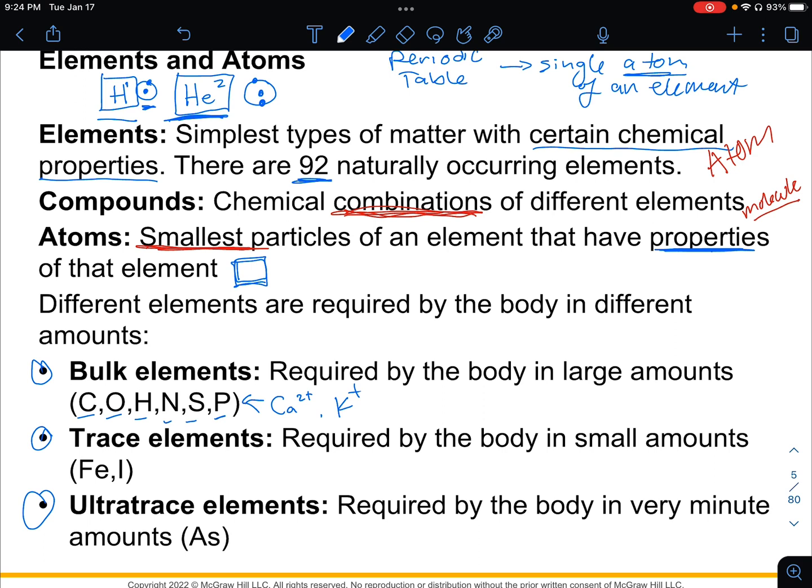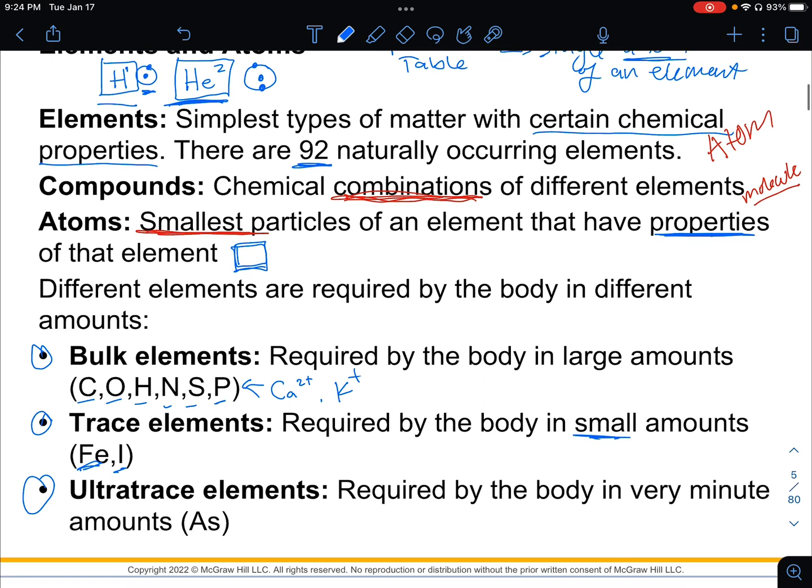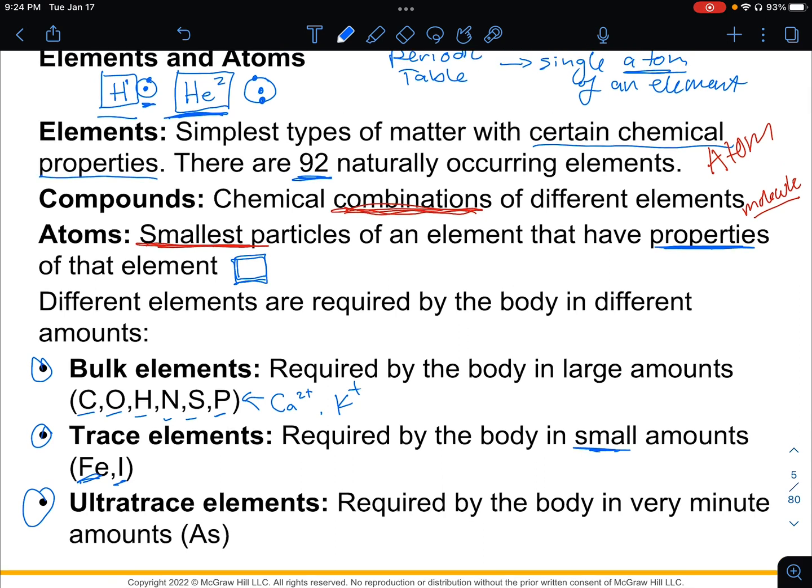Then we get to our trace elements, required in small amounts. Here we can see elements like iron and iodine. Very important for us. We know iron is used in the body, and if you are anemic, you don't have enough iron, which you need to be able to use our hemoglobin. But they're still considered trace elements, depending on how big the atom is and exactly how much we use it in the body. Then some chemicals might surprise you, because here we have ultra trace elements, telling you that they are in very minute amounts.